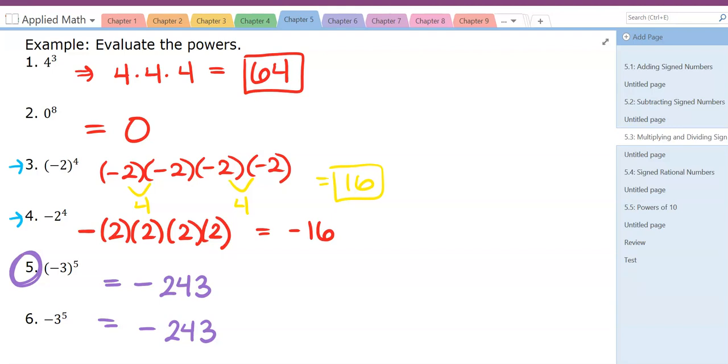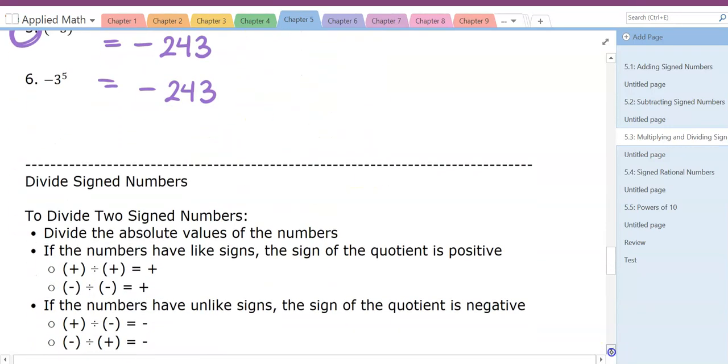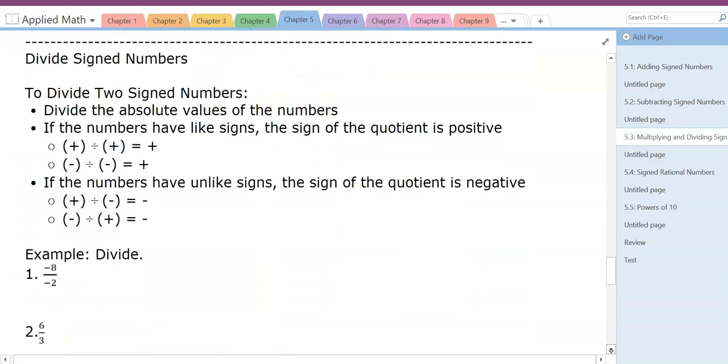All right, last thing we're going to get into is dividing. The same rules apply like we talked about with multiplication. They're just written out here again for you. If your signs are the same and you're dividing, your answer should be positive. So if you're positive divided by positive, negative divided by negative. If they're opposite signs, then your final answer should be negative. So the rules have not changed from multiplication to division.